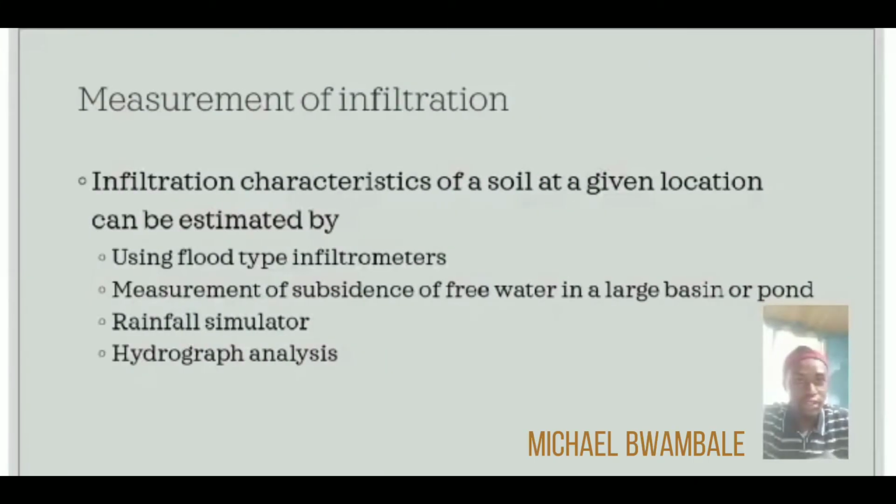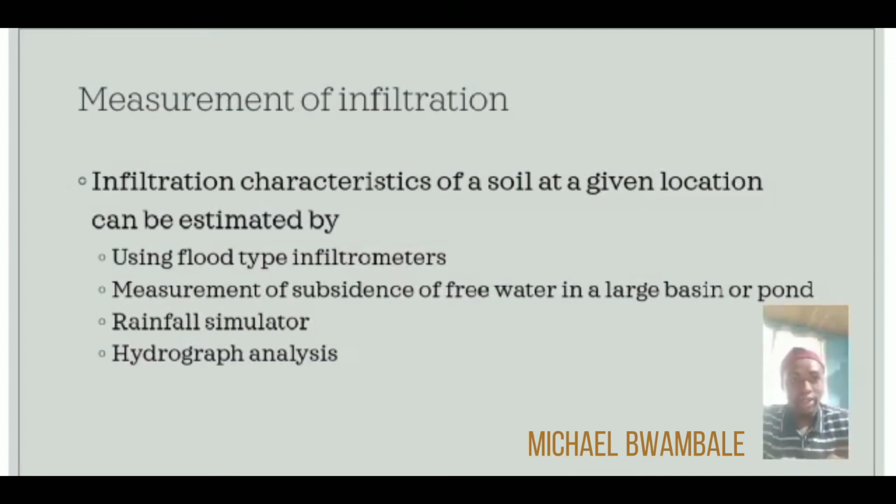Measurement of infiltration using flood type infiltrometers. Since it measures the infiltration characteristics at a spot, only a large number of pre-planned experiments are necessary to obtain representative infiltration characteristics for the entire watershed. There are two types of flood type infiltrometers. There is the double ring infiltrometer.